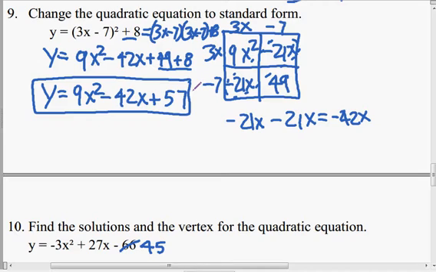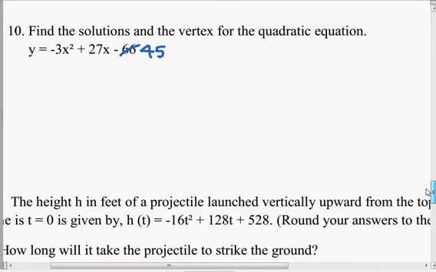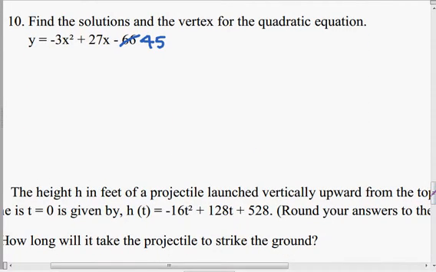Okay, that was number 9. Going to number 10. First of all, there's a mistake on your papers. Change the 66 to 45, and work the problem with 45. Okay, it says find the solutions and the vertex for the quadratic equation. Solutions are the x-intercepts, and the vertex is the point where it turns around.